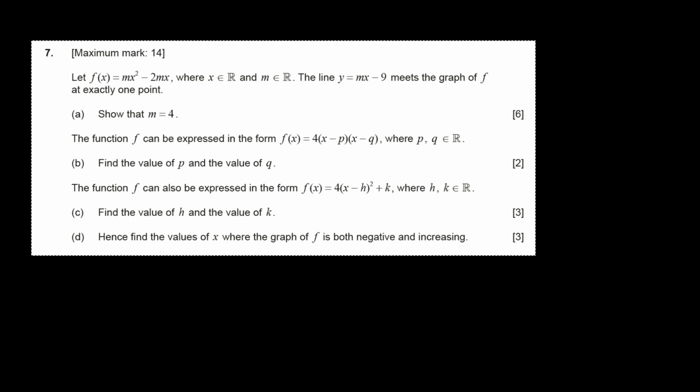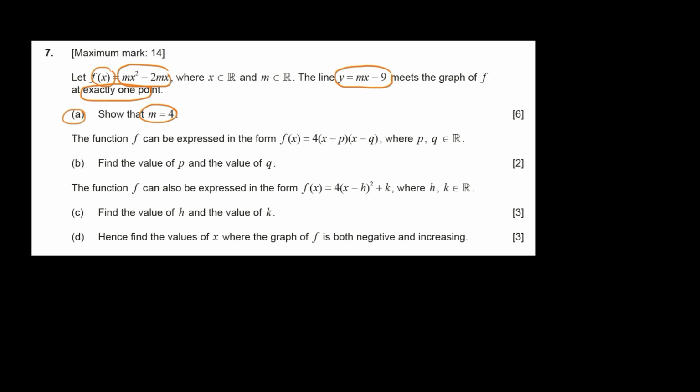It's a question about a quadratic function. Let's have a look. Past paper question, exercise 7. We have f of x equals mx squared minus 2mx. x and m are both real numbers. The line y equals mx minus 9 meets the graph of f at exactly 1 point. Show that m equals 4.